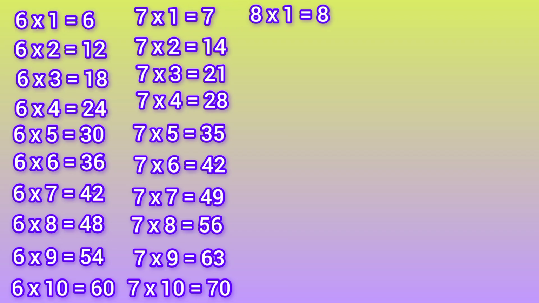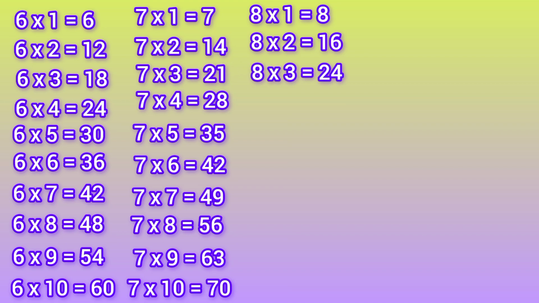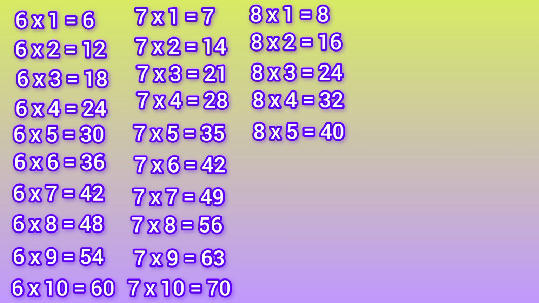8 ones are 8, 8 twos are 16, 8 threes are 24, 8 fours are 32, 8 fives are 40.